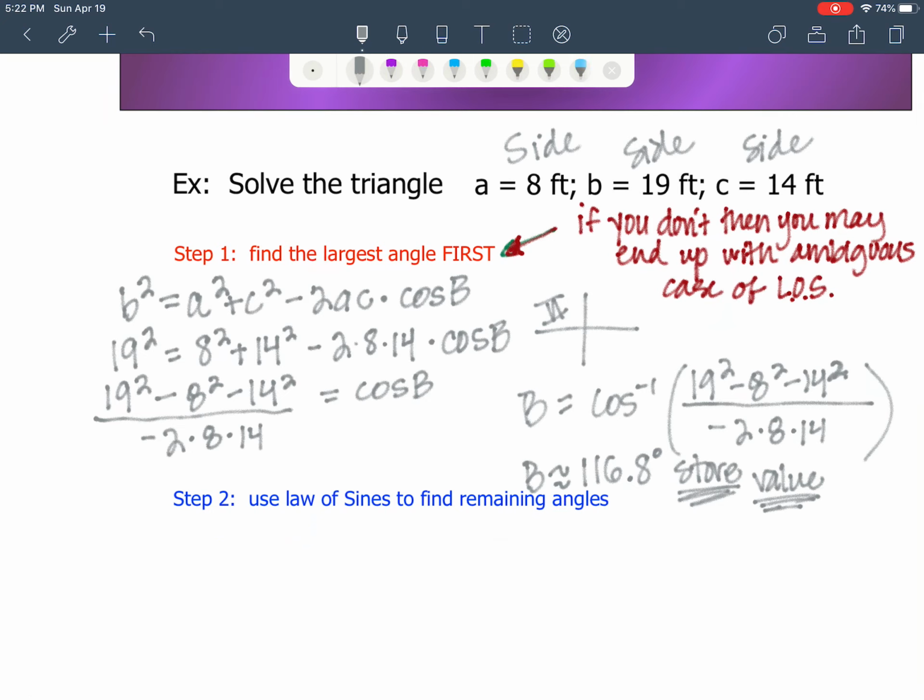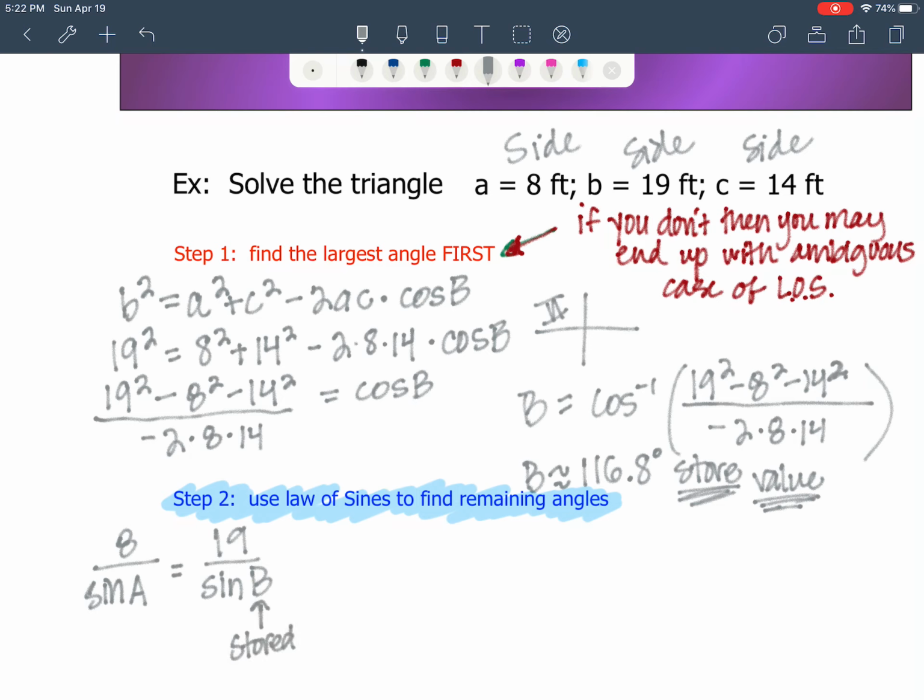Now we're going to use the law of sines, and that's where your ambiguous case comes in if you don't find the biggest angle. So we want to avoid that. Remember, we want to avoid that. So now I'm going to use my stored value. I'm going to have side A over sine of angle A. Well, I know what side A is. It's 8 feet. So 8 over the sine of angle A is equal to B, which is 19, over the sine of the stored angle B, which is equal to 14 over the sine of angle C.